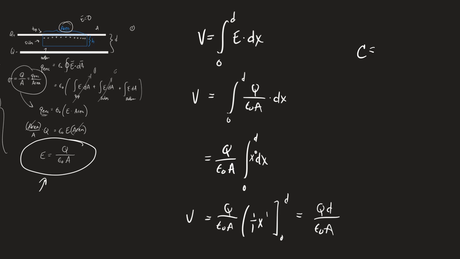So C equals Q over V, or C equals Q times epsilon naught A over Q d. If done correctly, any reference to the charge should disappear. Look, that's how you know you've done it right. Your answer should be purely something based on the structure of the object. If it's not, you've done it wrong. And that's how you know.